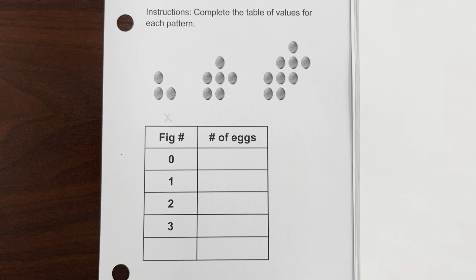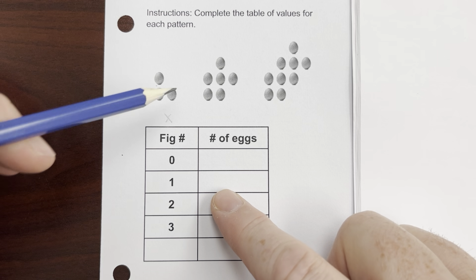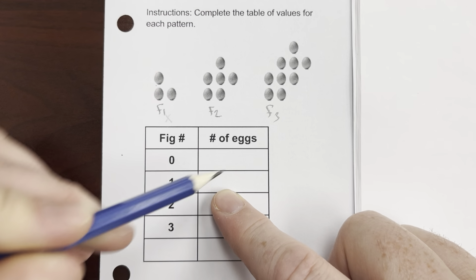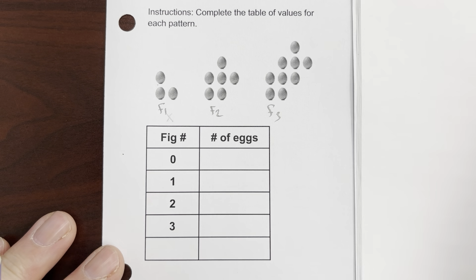Another way that we can describe a pattern in math is by using a table of values. So here I have a table drawn. The pattern's up here, and of course, this is figure number 1, figure number 2, and figure number 3 in this pattern. These patterns continue on forever.